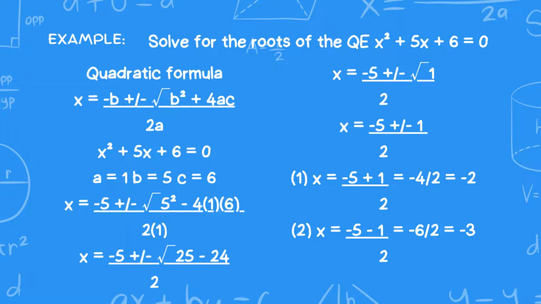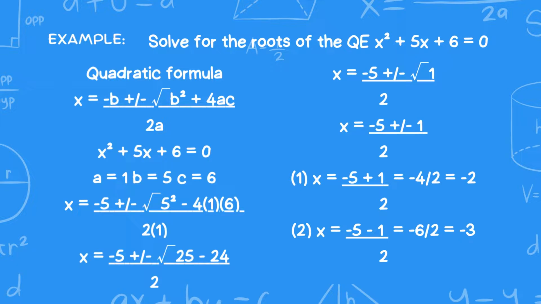divided by 2 times 1. If we will solve for this, it will be x equals negative 5 plus or minus the square root of 25 minus 24 divided by 2, because 5 to the second power is 25 and negative 4 times 1 times 6 is negative 24 and 2 times 1 is 2. Next, it will be x equals negative 5 plus or minus the square root of 1 divided by 2, because 25 minus 24 is 1. Next, we just need to extract the square root of 1. So it will be x equals negative 5 plus or minus 1 divided by 2.